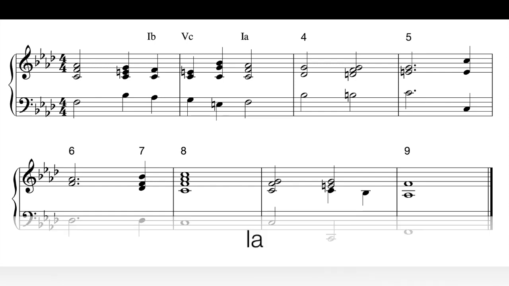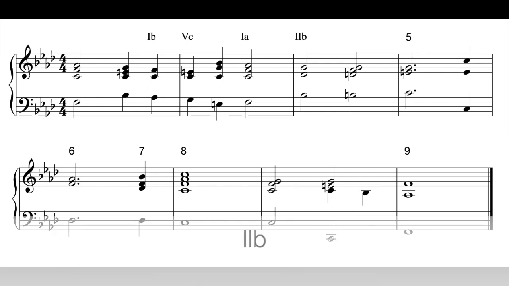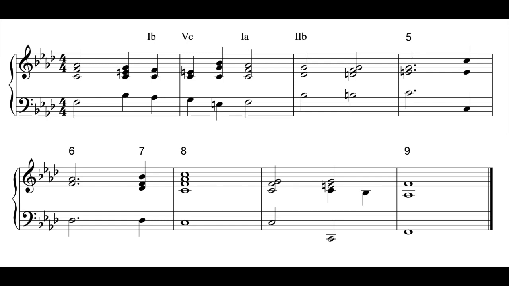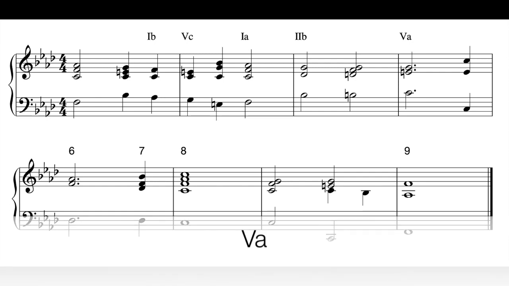Chord 4, B flat, D flat and G. This can only be a supertonic chord, and because there is a B flat in the bass, it is a first inversion triad, therefore 2B. Chord 5, C, E natural and G. This can only be a dominant, and with C in the bass, it is in root position, therefore 5A.